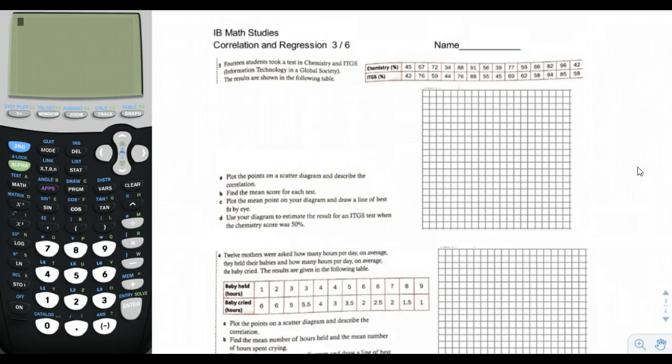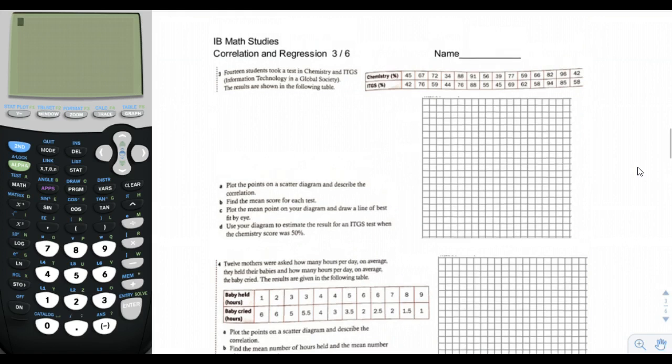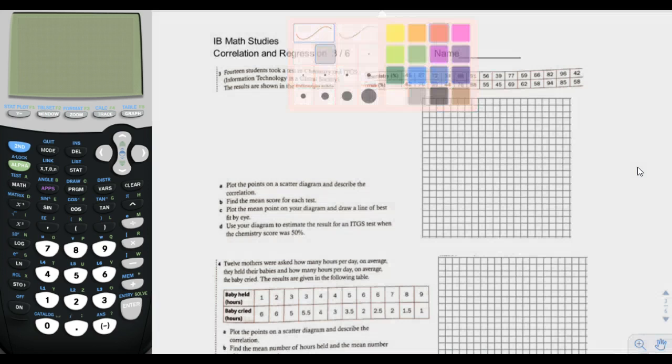Correlation and regression, page 3. These problems are pretty much similar to page 2, just gives you some more practice. Let's start out with number 3.